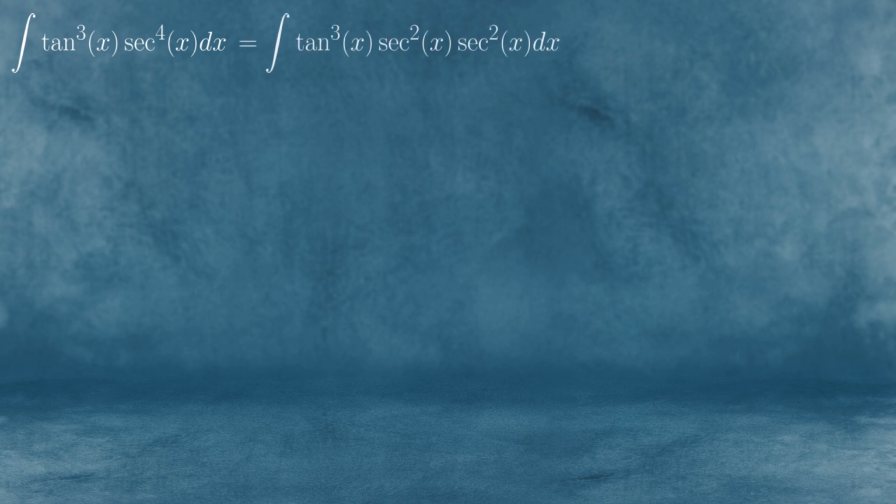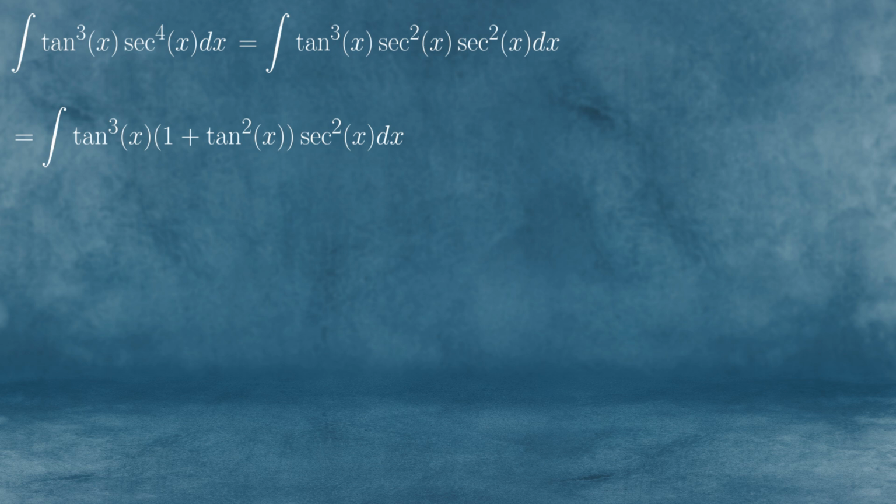Let us consider the integral of tangent cubed of x times secant to the fourth power of x dx. Now, such an integral is equal to the integral of tangent cubed of x times secant square of x times secant square of x dx. Now, secant square of x is equal to 1 plus tangent square of x. Thus, the first integral will be equal to the integral of tangent cubed of x times 1 plus tangent square of x times secant square of x dx.